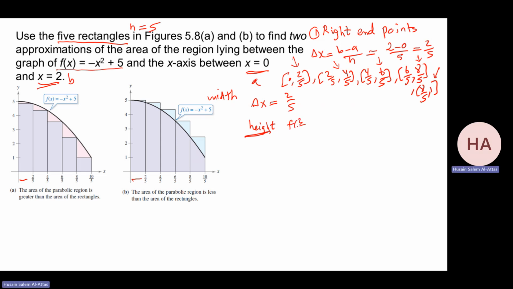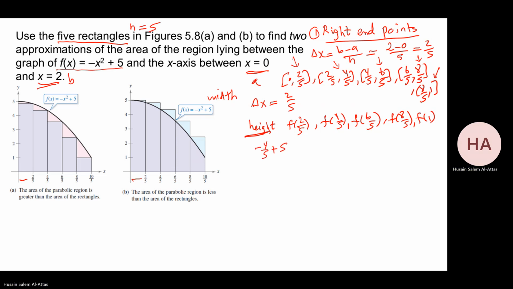That will be what? F of 2/5, F of 4/5, F of 6/5, since I'm using right endpoint, F of 8/5, and F at 1. Okay, what is F of 2/5? Do the calculations quickly. That means minus 4/25 plus 5.